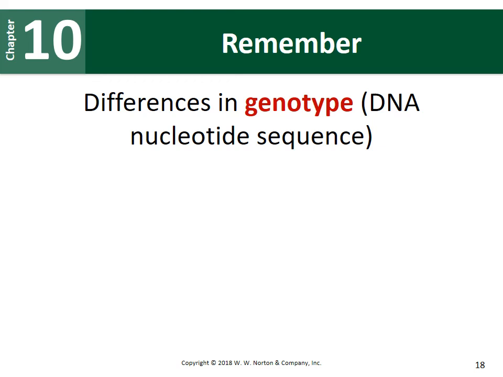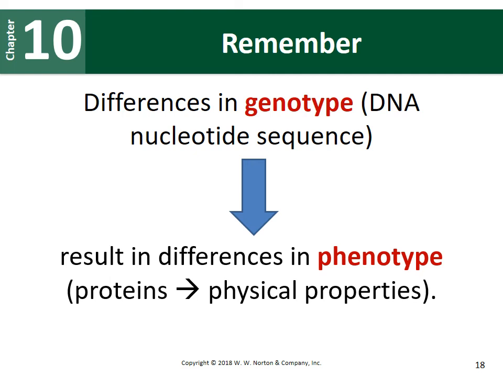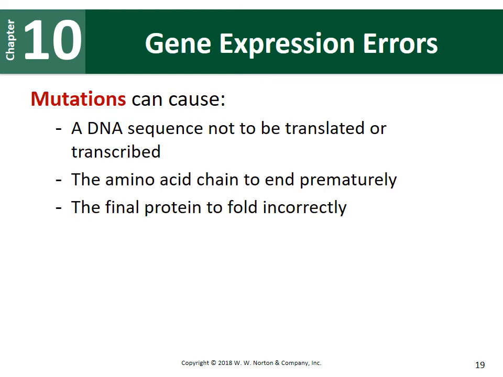So differences in those genotypes or in that nucleotide sequence within our DNA is going to result in differences in that phenotype, specifically differences in the protein that is built, which will lead to differences in those physical properties, so those physical traits and characteristics. So the big key here are these differences. So differences in the genotype can be caused by mutations. And we talked about how we can have mutations during DNA replication. You can also have mutations during that translation or transcription.